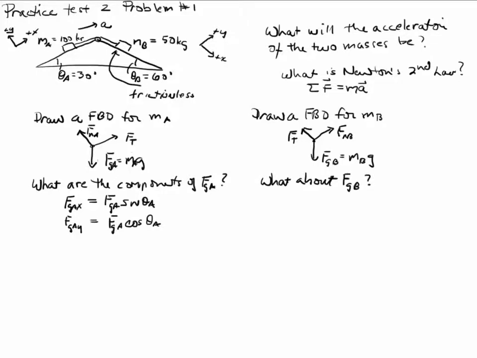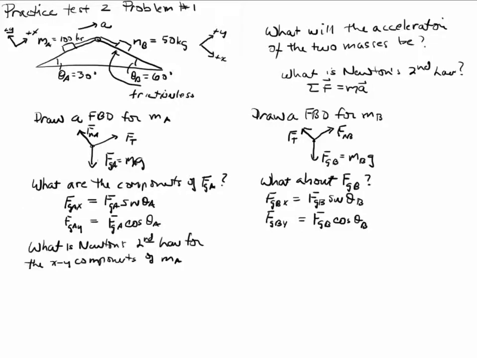What about the force of gravity on mass B? Well, for the force of gravity on mass B, the X component is the force of gravity on B times sine theta B, and for the Y component, the force of gravity on B times cosine theta B.